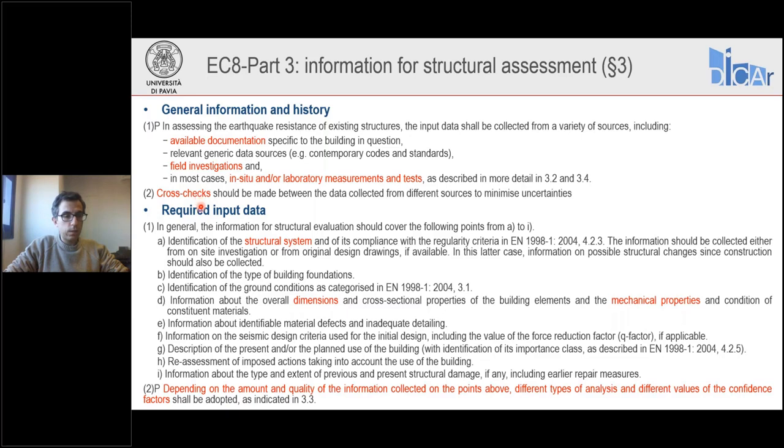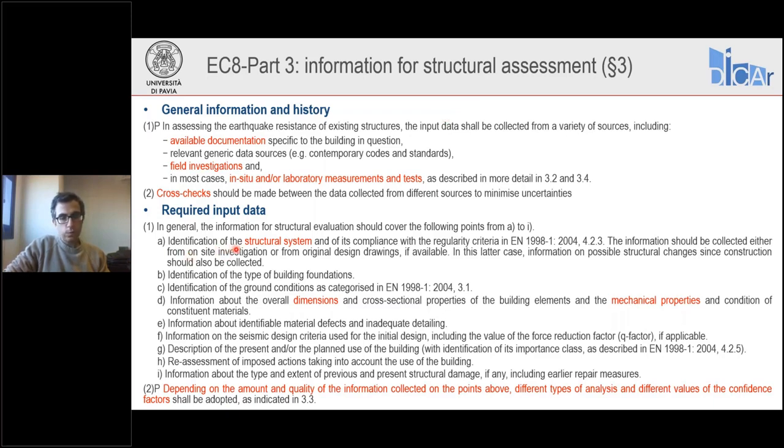Eurocode 8 also stresses the importance of cross-checks between the different sources of information, just to avoid conflicting information from the different sources. Then there is also a section called required input data, in which Eurocode 8 sets a list of information to be collected. I want to stress that these sections are relative to all the structural typologies, so not specific only to masonry.